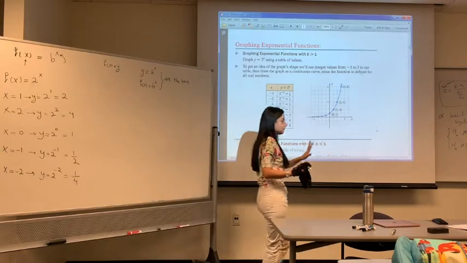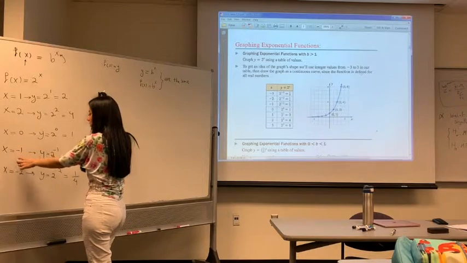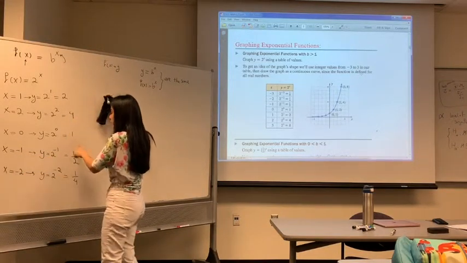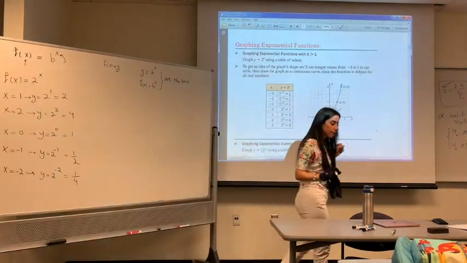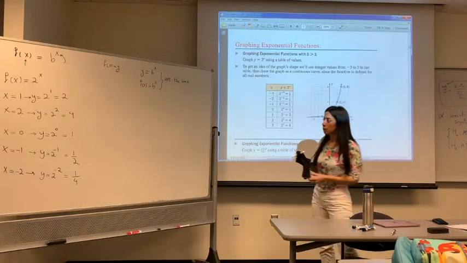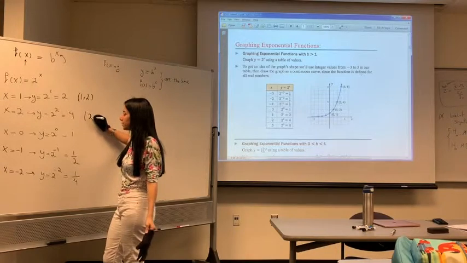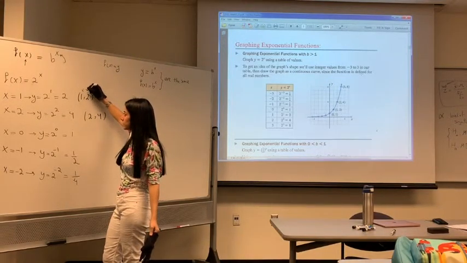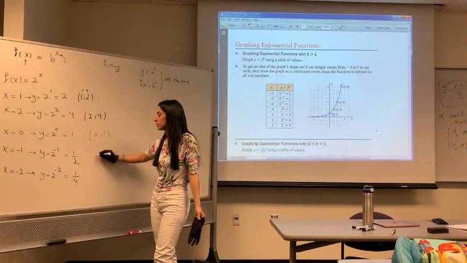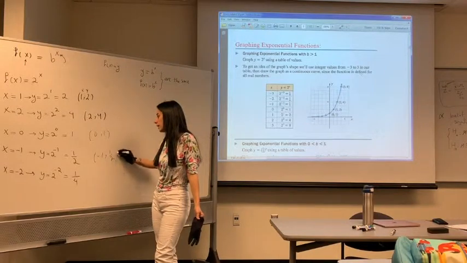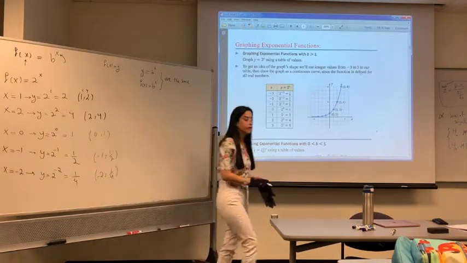So we had 5 different x values: 1, 2, 0, negative 1, negative 2. For each of them, we calculate y. So we have 5 order pairs, right? One order pair is 1, 2. Another order pair is 2, 4. This is x, this is y. Correct? And then another order pair is 0, 1. Negative 1 and half. Negative 2 and 1/4. So we have 5 order pairs.